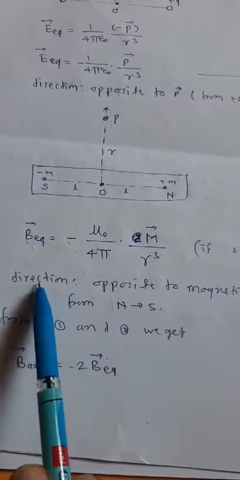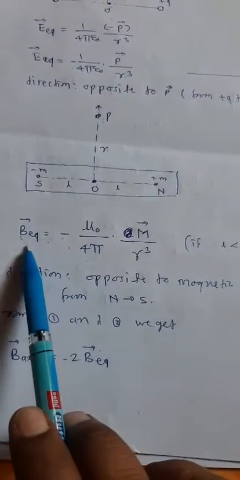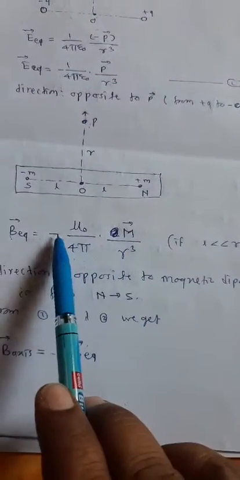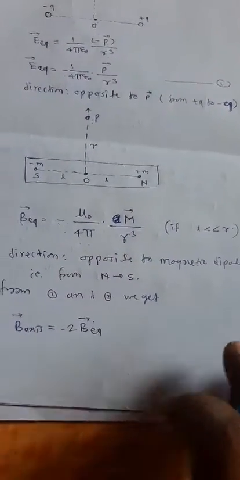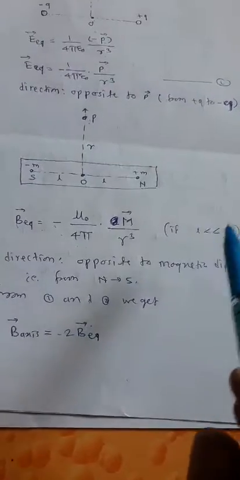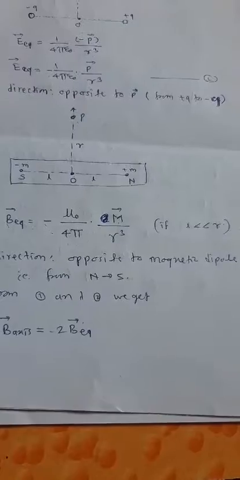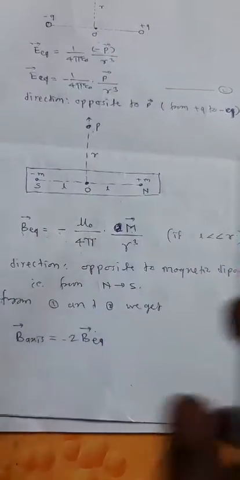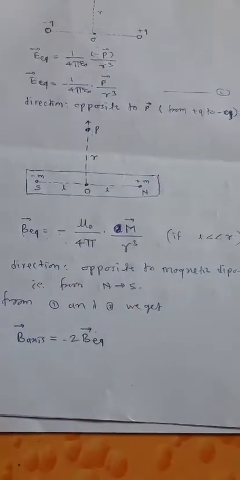Now the direction of this B equatorial is opposite to the magnetic dipole moment. This negative sign indicates that the directions of B equatorial and M are opposite to each other. We know that the direction of M is from S to N. Therefore, the direction of B equatorial is from N to S.